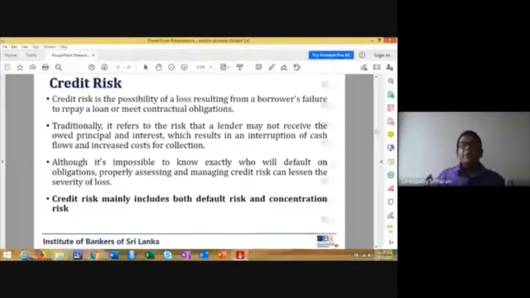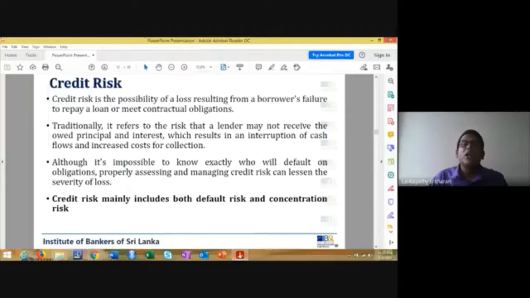Because approximately 70% of the bank balance sheet is represented by loans and advances. If something goes wrong in the loans and advances, that may hit the balance sheet. So credit risk is mainly involved with loans and advances. That's why credit risk is the more important risk for banks and finance companies. And in those days, financial risks were given more weight for banks and finance companies.